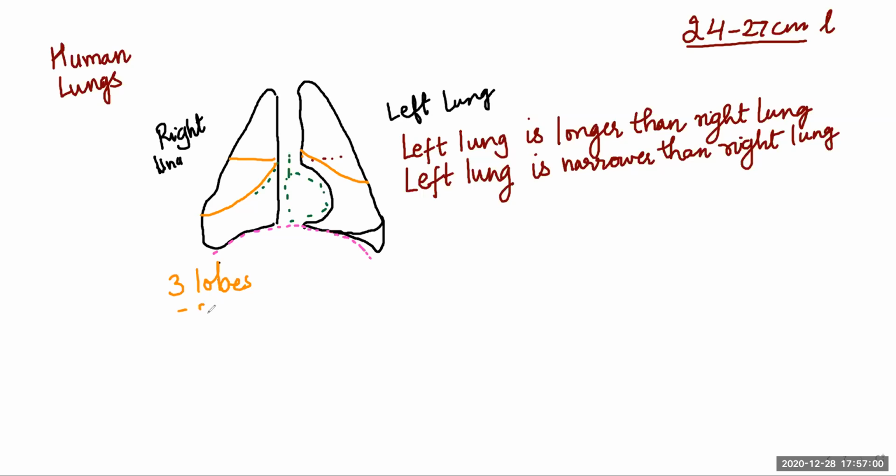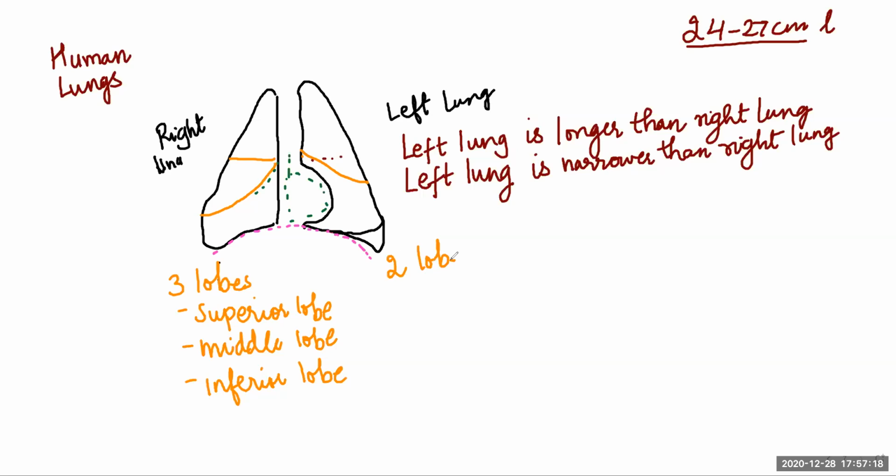The three lobes are the superior lobe, middle lobe, and inferior lobe. The left lung has only two lobes, the superior lobe and the inferior lobe. If there are only two, then one is superior and one is inferior, right?